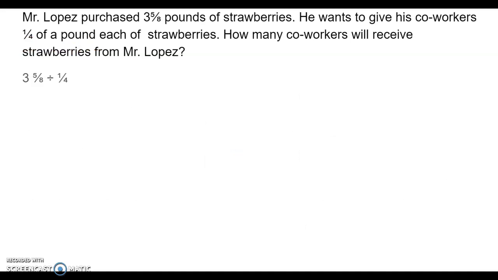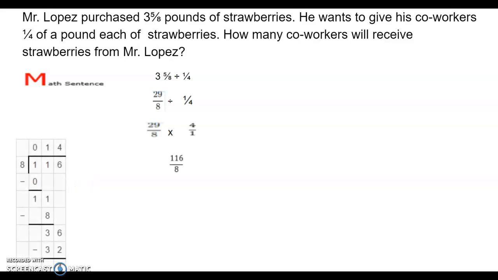So the first thing I want to do is figure out my math sentence. My math sentence is going to be 3 5/8 divided by 1/4. Since I know I have 3 5/8 pounds and I'm distributing them to different co-workers, that means I'm going to separate them, so I'm going to divide. When dividing, I know that I'm going to change this into an improper fraction. You're going to get 29/8 divided by 1/4. And then I'm going to multiply by the reciprocal and multiply 29/8 times 4/1. I will get 116/8. Then divide 116 by 8 and I will get 14. Therefore, he can give 14 co-workers strawberries.